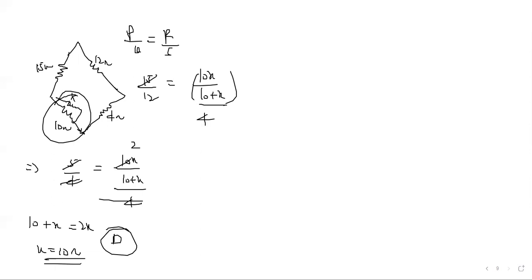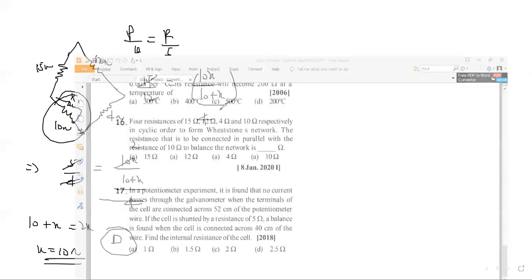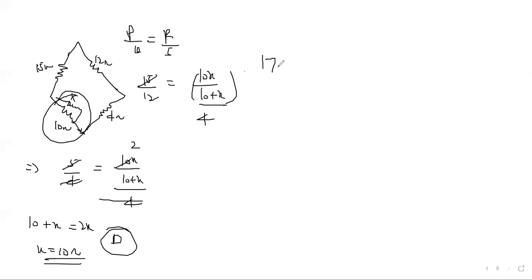Now question number 17 is about potentiometer. They said in a potentiometer experiment, it is found that no current passes through the galvanometer, meaning balanced circuit, when the terminals of the cell are connected across 52 centimeter of the potentiometer wire. So initially a cell was connected, and the balancing length is given. So only EMF is balanced, thus balancing length L1 is given as 52 centimeter.